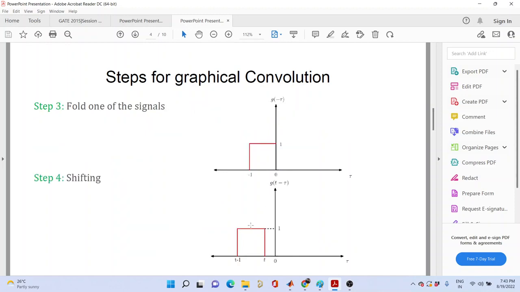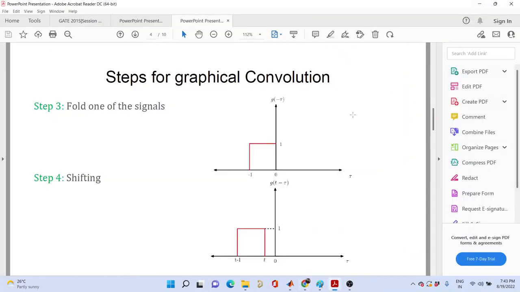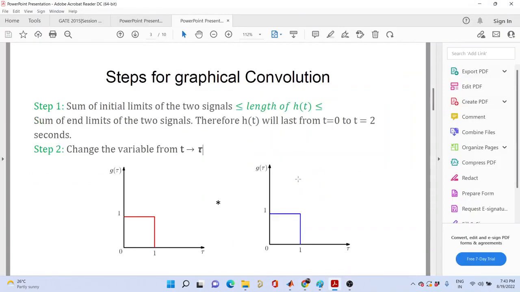I am not getting you. Sir, step 2 is a small doubt. What is the doubt? You have to tell me what your doubt is. I have changed the variable from t to tau. I have replaced t with tau. You have seen in the previous curve, it was t; I have put tau over there instead of t. Then what is the doubt in it?